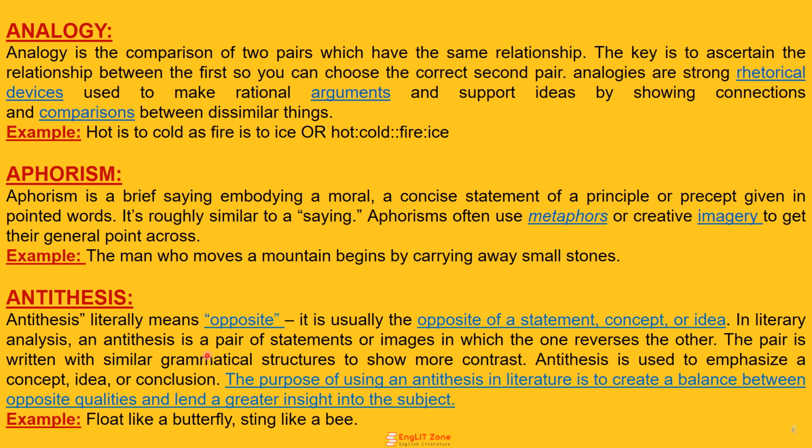The purpose of using antithesis in literature is to create balance between the opposite qualities and to lend greater insight into the subject. There is a balanced structure with opposite ideas, and a contrast between the words or structure within a sentence. The best example we have of antithesis: float like a butterfly, sting like a bee. In this sentence there is a contrast: the first part contrasts with the second.